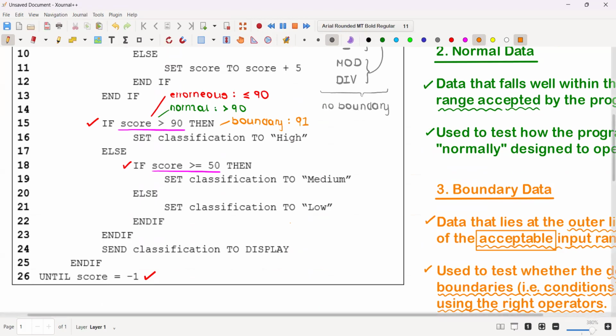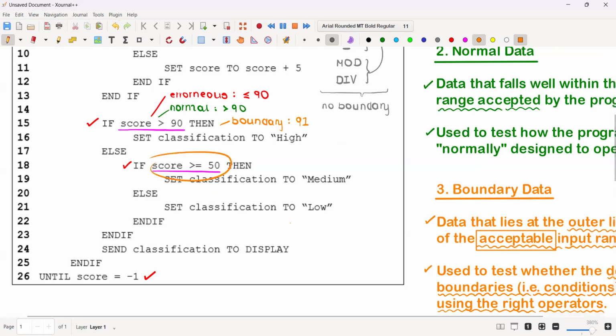Then let's look at score greater than or equal to 50. Now for this particular condition, keep in mind, it's a nested condition. What does that mean? The score greater than or equal to 50 condition is checked after the first condition is checked. By the time you come to this condition, you have to keep in mind that the scores must be less than or equal to 90, isn't it?